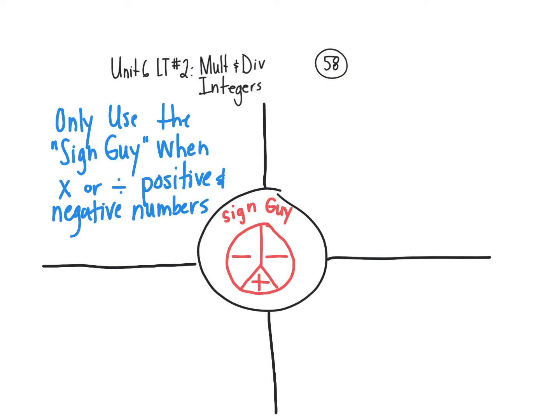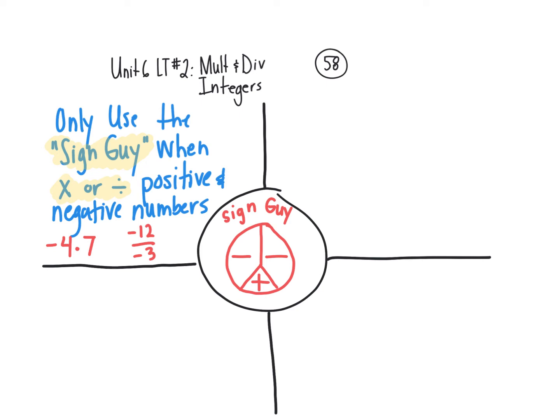And we're going to write a couple of examples here. We're going to write, like if you have negative 4 times 7, or maybe negative 12 divided by negative 3, anything like that, right? Once you get that done, I want you to go ahead and highlight sign guy, okay, and highlight multiply or divide. Do not ever use this when we are adding or subtracting.